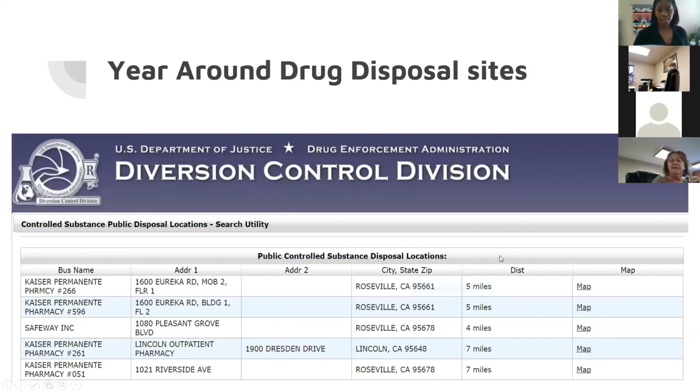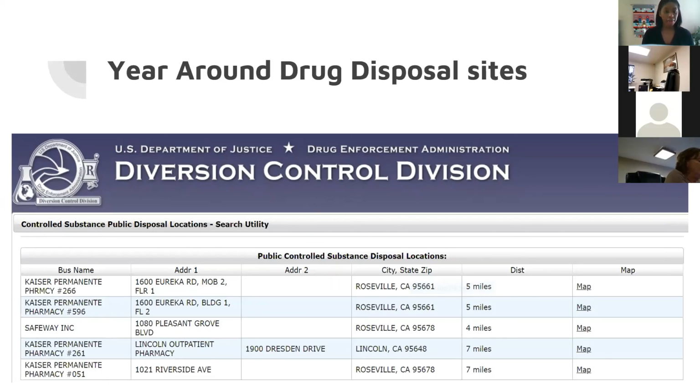Here on the next slide, we have listed local disposal sites where you can drop off your medications year-round. As you can see here, they're within a 10-mile radius of the Rolling Oaks facility. And here we have listed Kaiser Permanente Pharmacy. You do not have to be a Kaiser Permanente member to drop off your medications there. You just go into the pharmacy and drop any unused or expired medications in the drop box. So you definitely have that as a resource in your community.